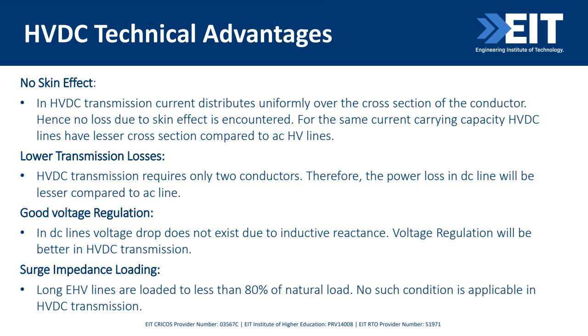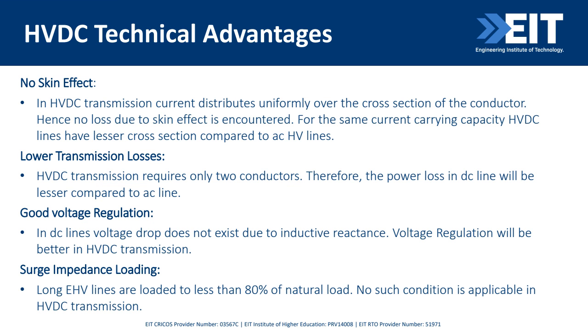Obviously, if you have thinner conductors, you don't need to worry about sag and swell due to environmental conditions. And there are lower transmission losses, because it requires only two conductors, so power loss in a DC line will be less compared to an AC line. And voltage regulation: we already discussed that we don't have any inductive reactance in DC, so there's obviously not much requirement for voltage regulation.